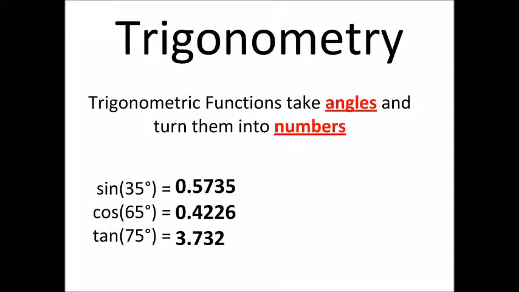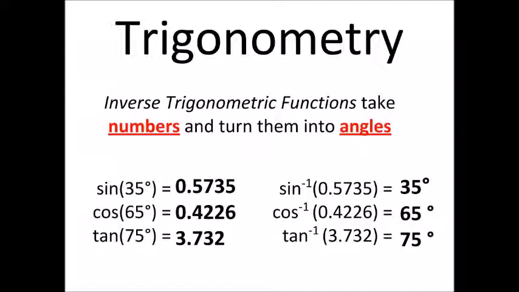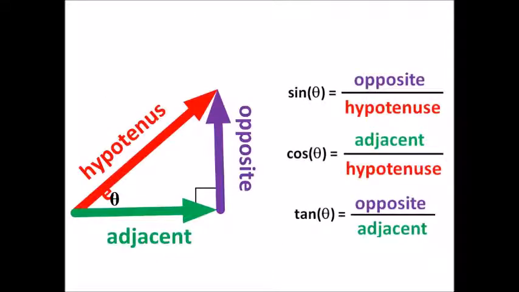They take angles and turn them into numbers or ratios. Inverse trigonometric functions, they take numbers and turn them into angles based on the sides of right triangles. SOHCAHTOA. We remember that. We use them for two main functions.